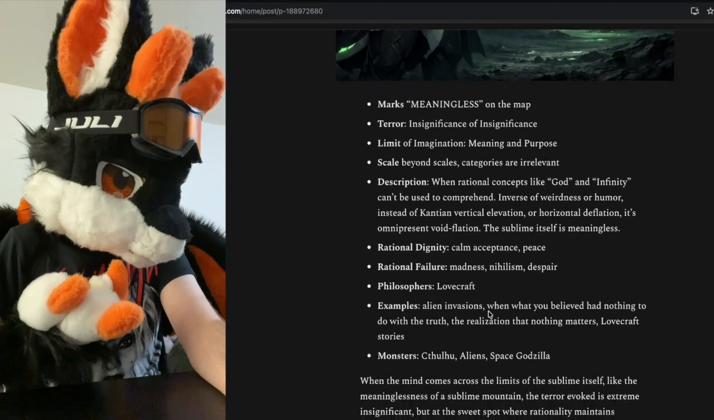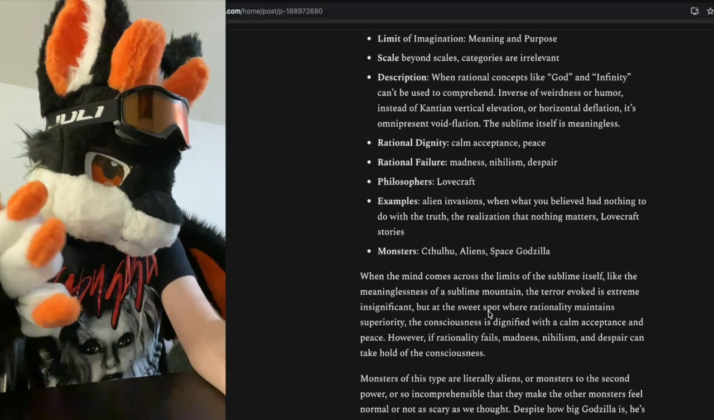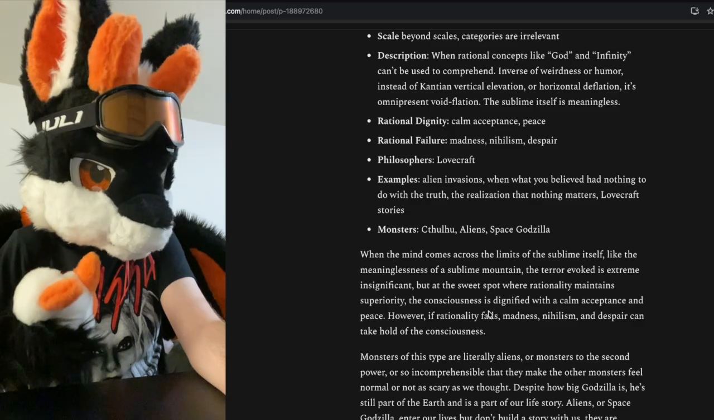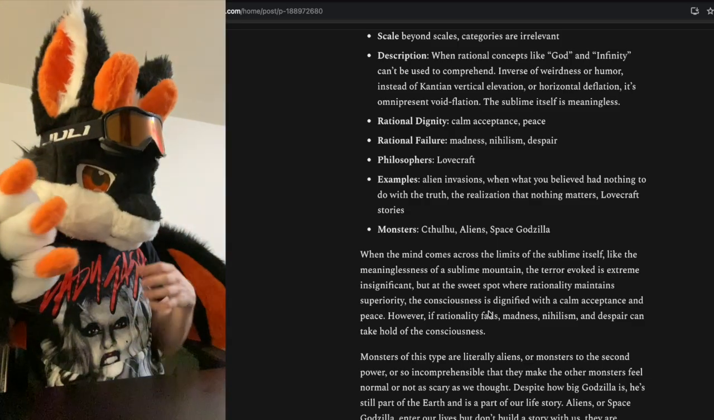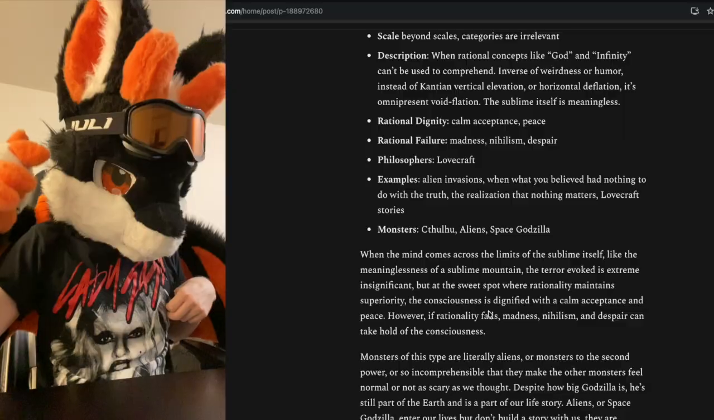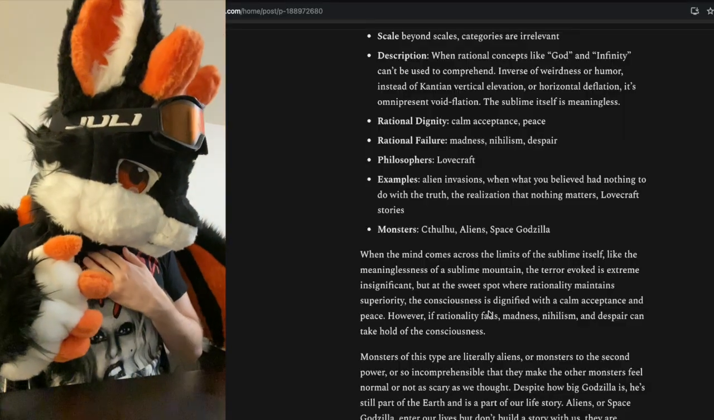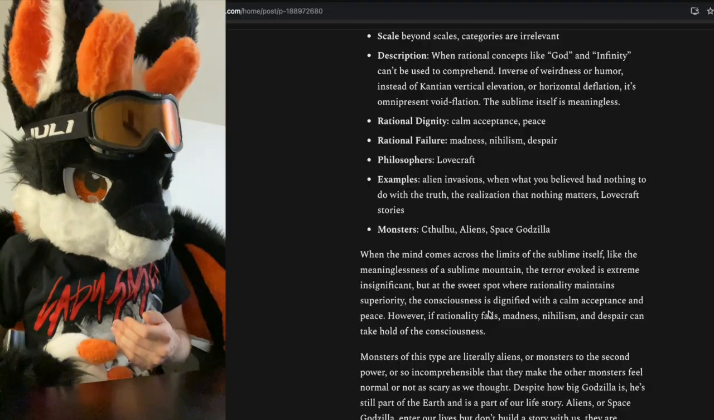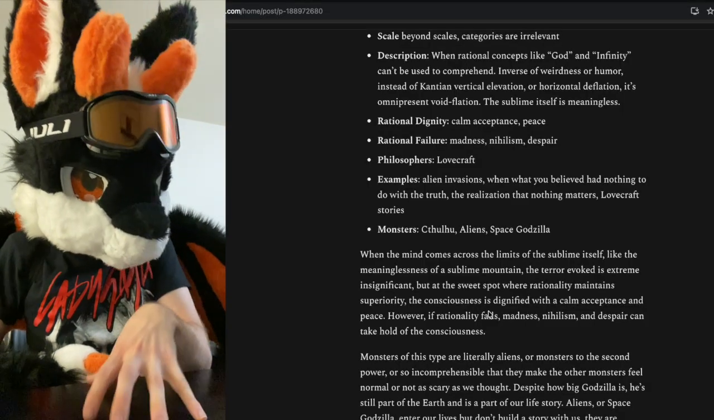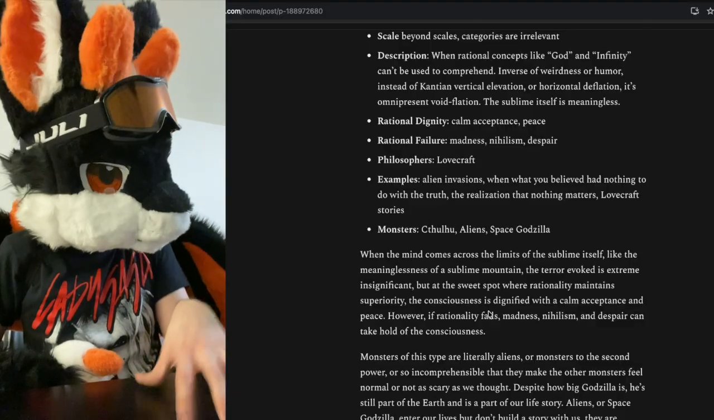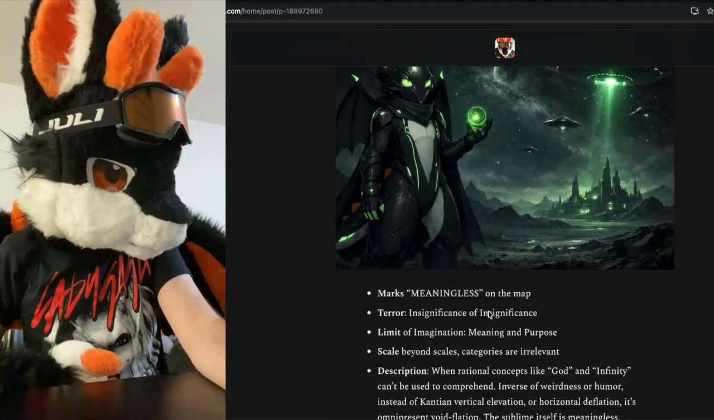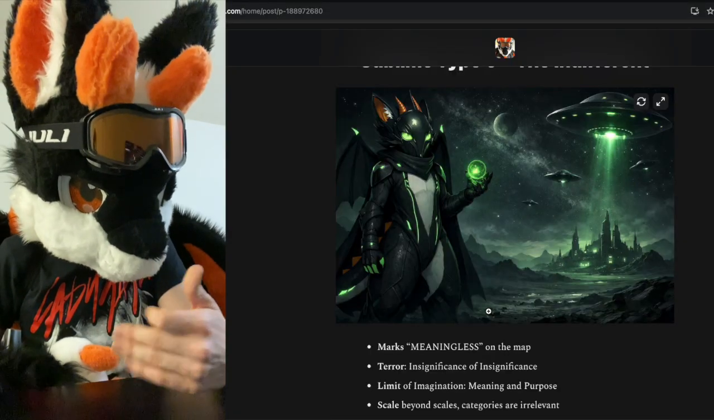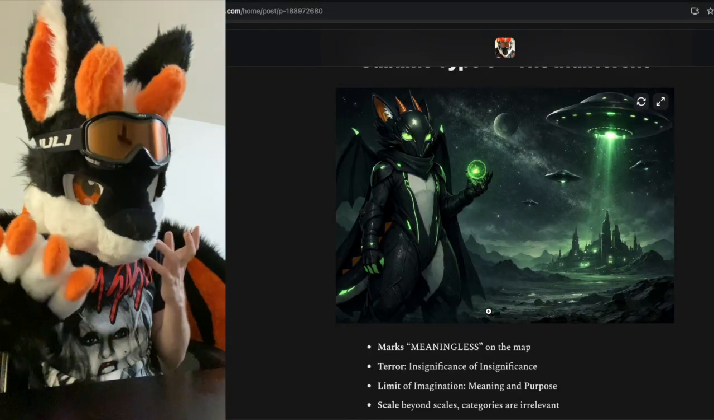So this is where the limits of the sublime itself become sublime. It's kind of like monsters to the second power. It's when your own limits have limits, if that makes any sense. So we're marking all of the edges of our map, all of the limits of our map. The indifferent sublime is saying that there's a limit to the limits of your own map making limits, if you can wrap your head around that.